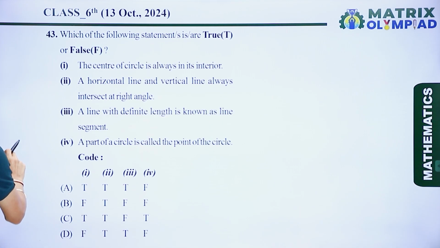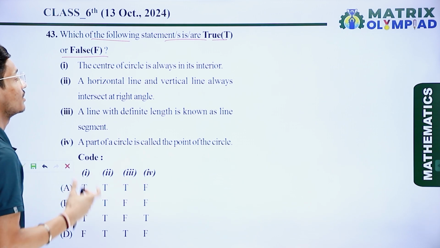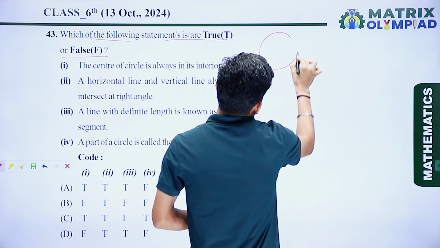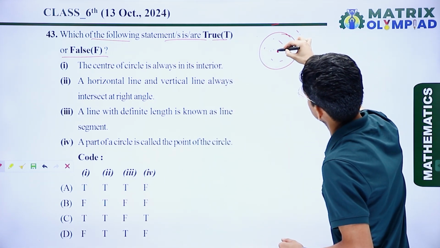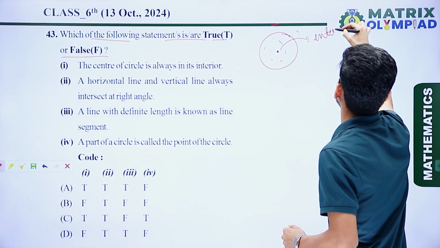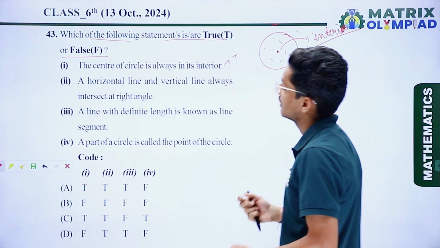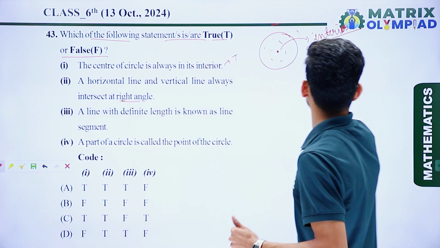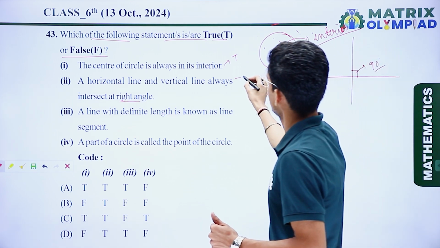If I talk about the next question, which of the following statements is true or false? The center of a circle is always in its interior. First we draw a circle, and in this circle this one is called the interior part and this is called the outer part. The center is here, so I can say this is the interior part. So this is true. If I talk about the next one, the horizontal line and vertical line always intersect at right angle. Let's assume this one is a horizontal line and this one is a vertical line, and these lines make an angle of 90 degrees. So this one is also true.